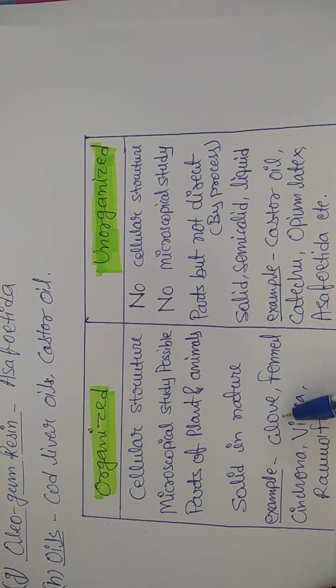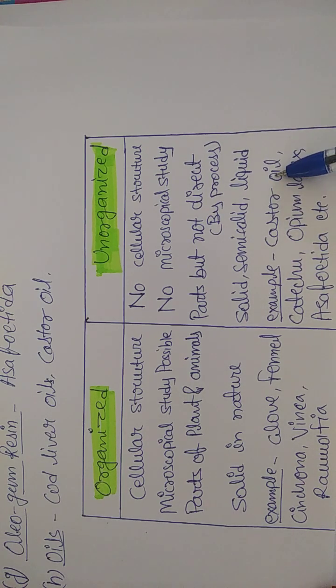When we talk about examples, there are clove, fennel, cinchona, vinca, Rauwolfia. These are examples of organized drugs. But for unorganized, we can write castor oil, catechu, black catechu and pale catechu, opium latex, papaya latex, asafoetida. So these are the unorganized crude drug examples.